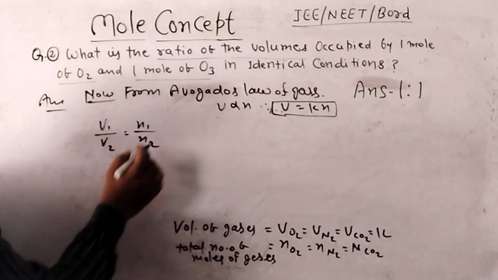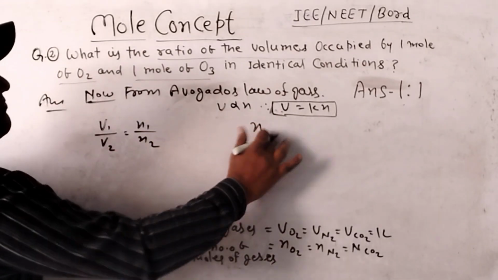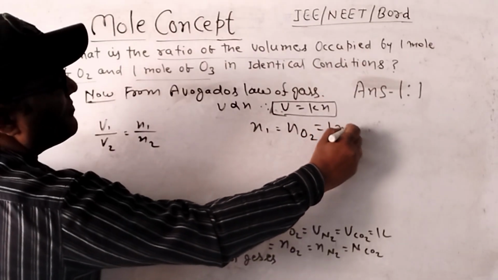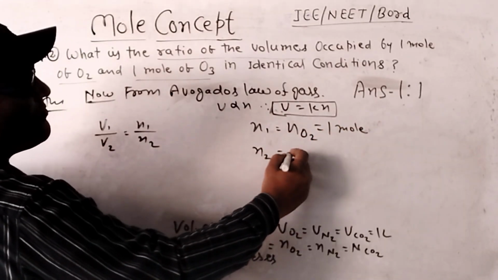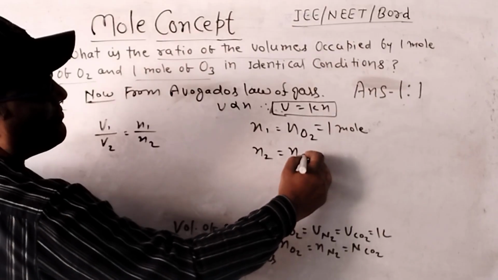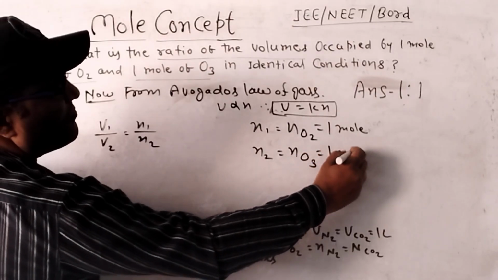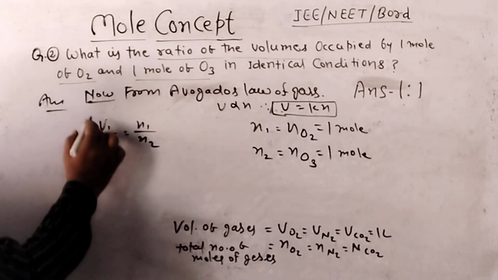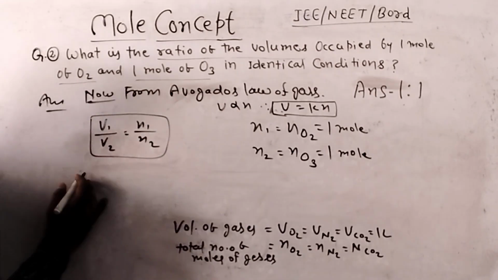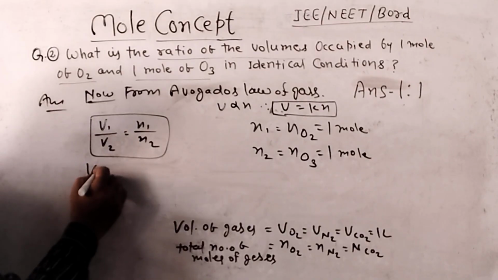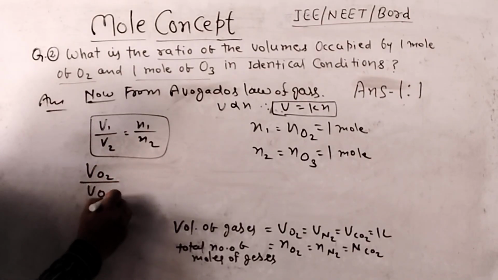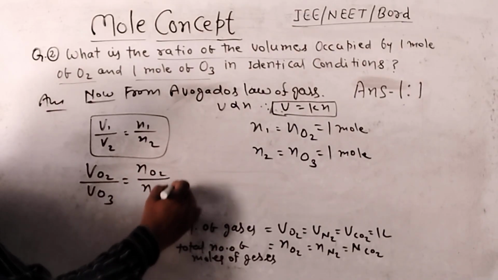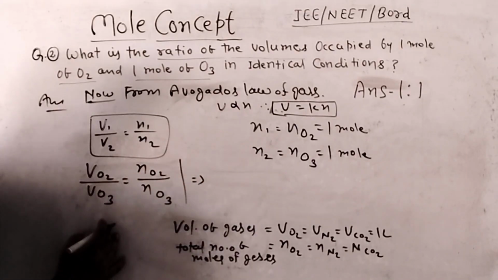According to the question, here N1 means number of moles of O2, so 1 mole, and N2 means number of moles of O3, ozone, so also 1 mole. Now we can find the ratio N1 by N2. From Avogadro law, volume of O2 by volume of O3 is equal to number of moles of O2 by number of moles of O3. Now we can solve this question.